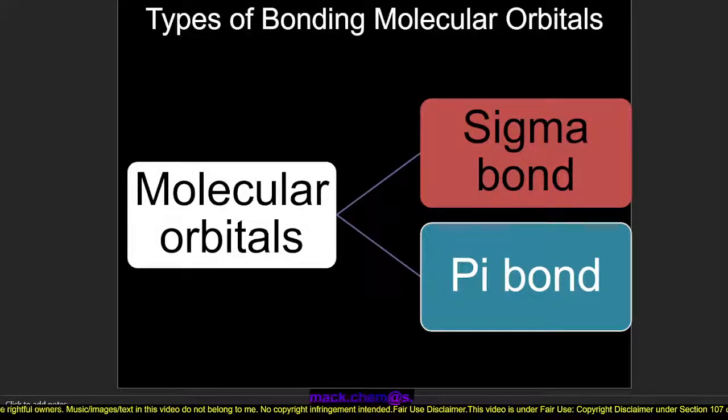Hi guys, in this video we continue by looking at bonding molecular orbitals by looking at the two types of bonding molecular orbitals required to be known at the Unit 1 level.